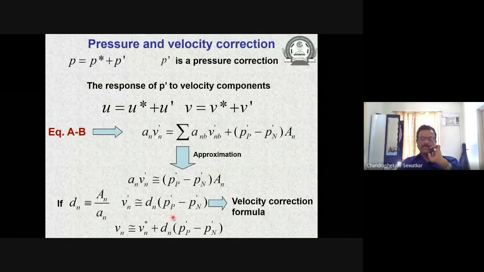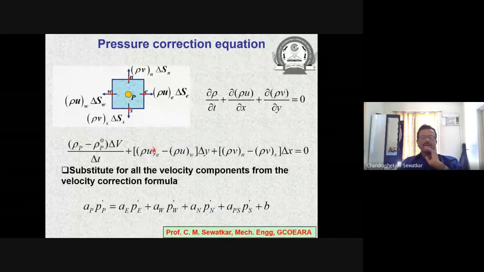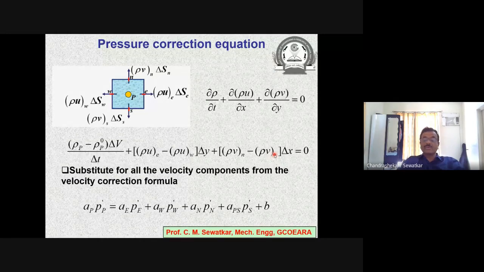And then what I do, I put these velocities in terms of pressure correction in the equation. So substitute for all the velocity components from the velocity correction formula. The velocity correction formula is in terms of pressure correction. In that case, this entire equation will be a pressure correction equation, in terms of pressure correction.